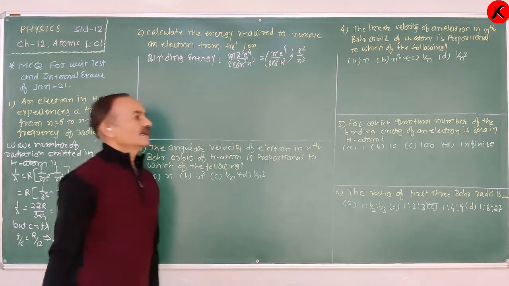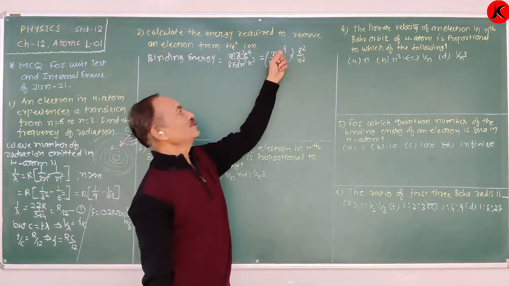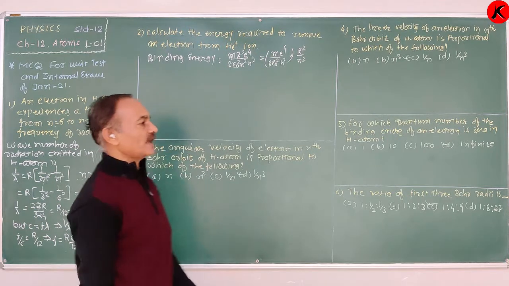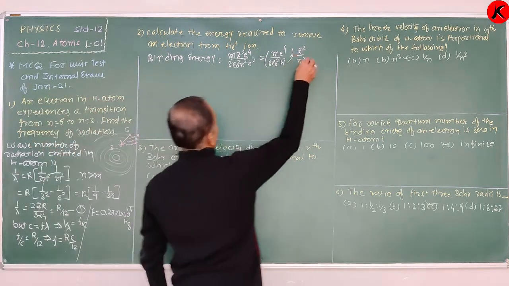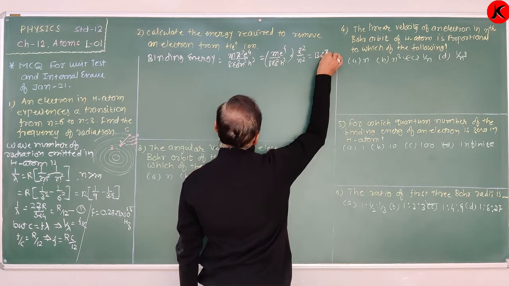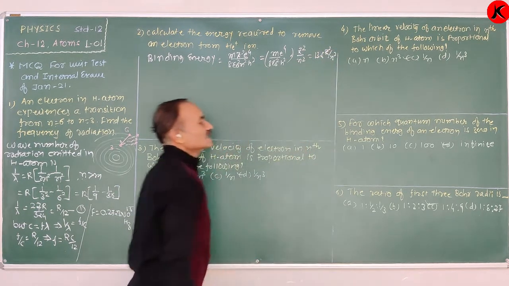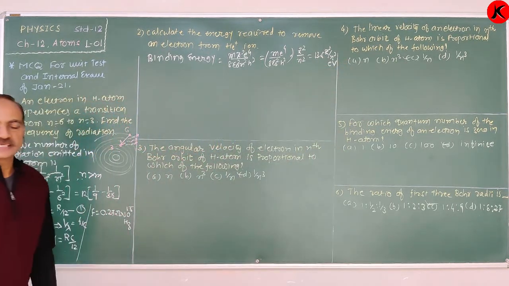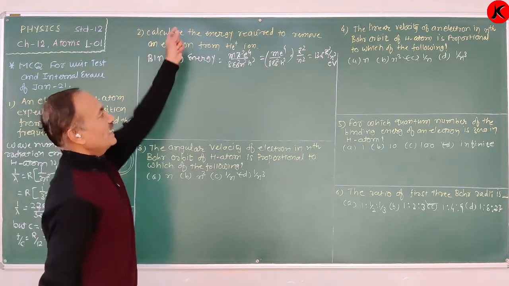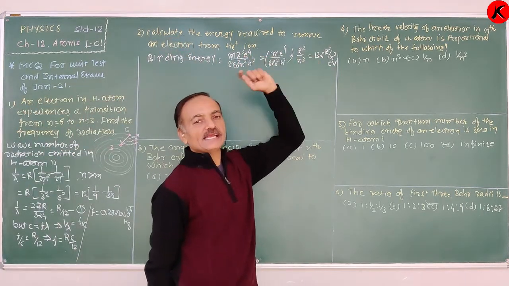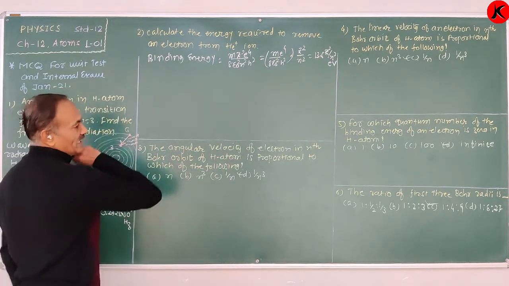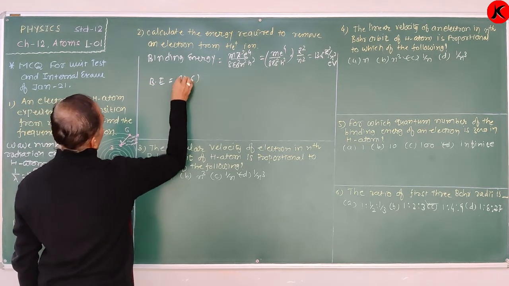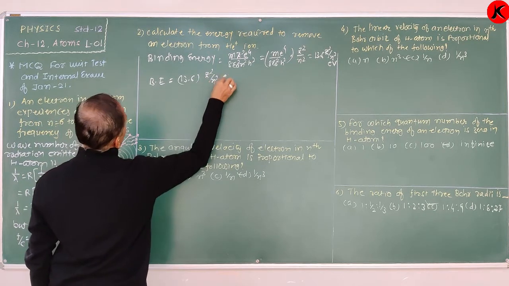Now we already discussed in theory the value of this term, where m is the mass of the electron, e is the charge of the electron, epsilon 0 is the permittivity, and h is Planck's constant. So its value is 13.6 Z square upon n square, in electron volt. So that is the binding energy of an electron in the nth orbit of any atom. Therefore, we can write the binding energy B is equal to 13.6 into Z square upon n square electron volt.